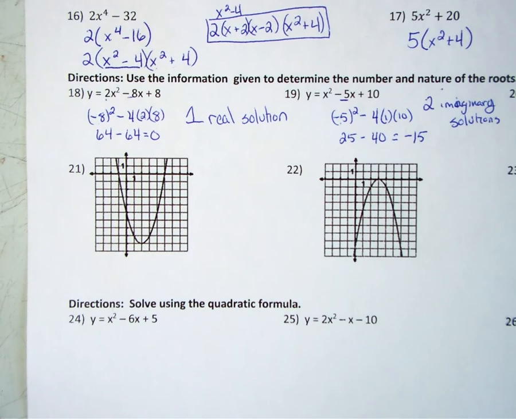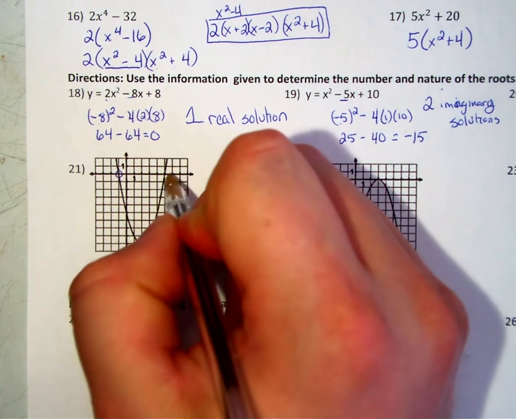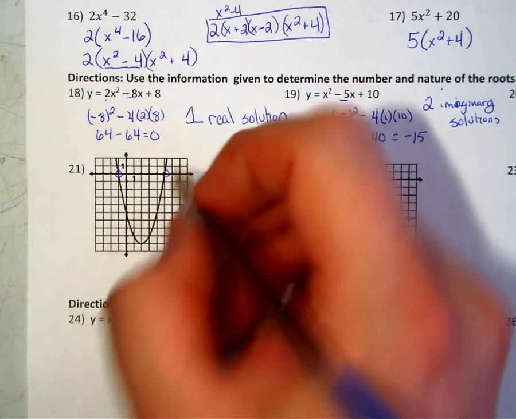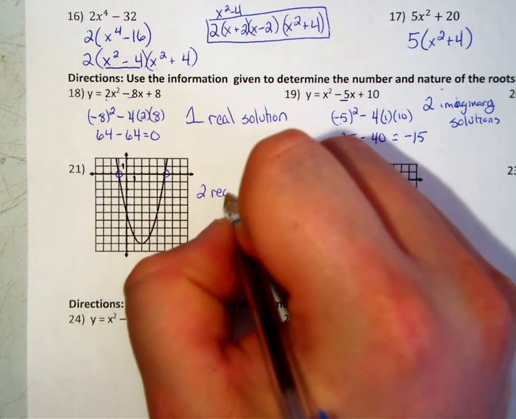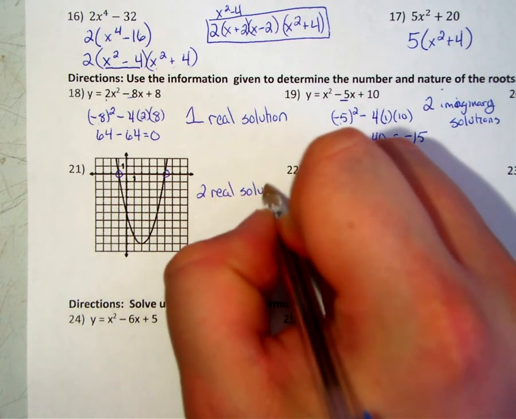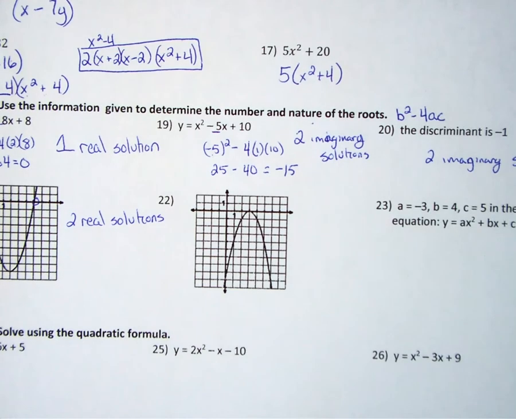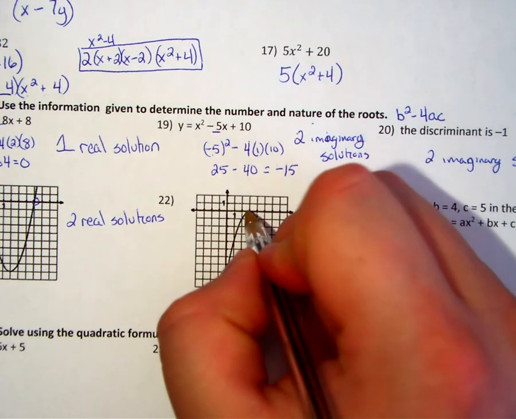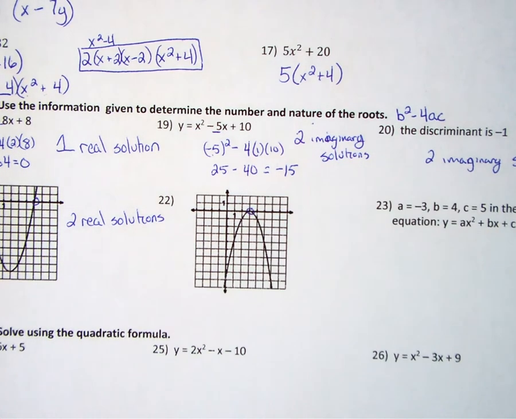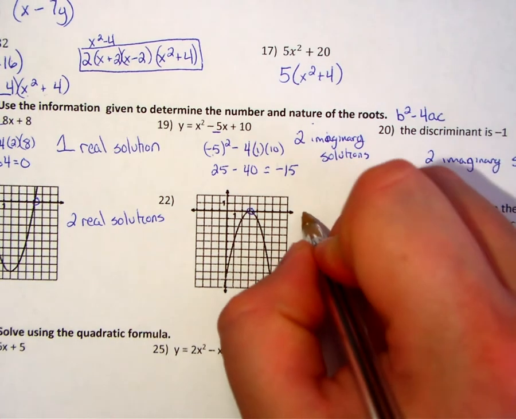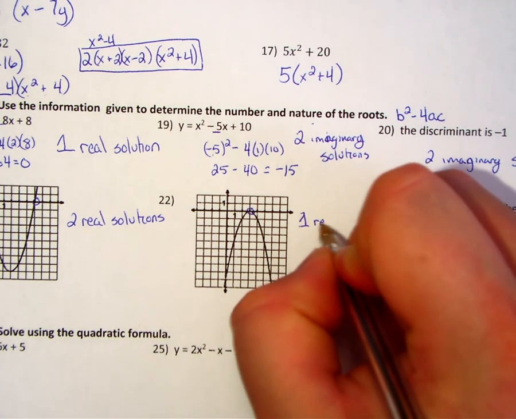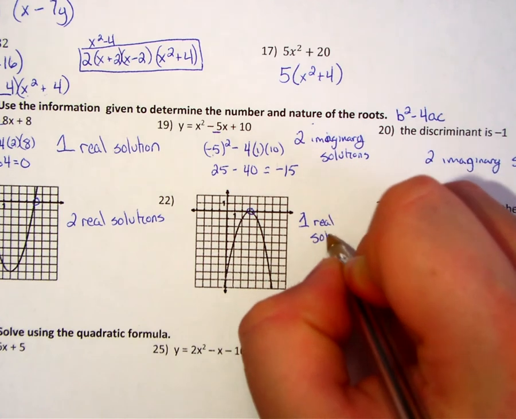Question number 21 is simply looking at the graph to determine the number and nature. I can see that it intersects the x-axis once there and once there, so we have 2 real solutions. Question number 22 comes to an exact touch on one ordered pair on the x-axis. So we're going to have one real solution.